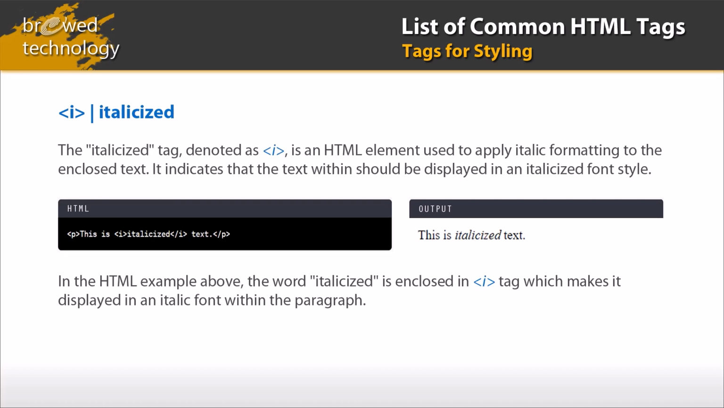The italicized tag is an HTML element used to apply italic formatting to the enclosed text. It indicates that the text within should be displayed in an italicized font style. Here in our example, the word italicized is enclosed in I tag, which makes it displayed in our output in an italic font within the paragraph.